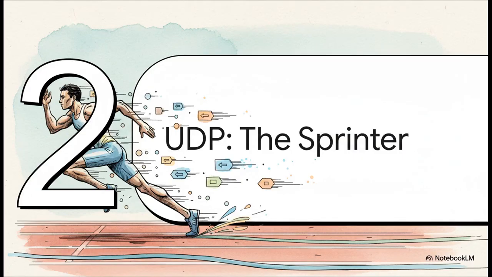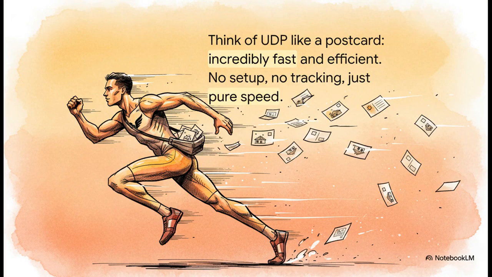All right, time to meet hero number one. This is the protocol that is built for just one thing, pure blazing speed. This is UDP, our sprinter. The best way to think about UDP is to think of it like a postcard. It is super fast and so simple. You just write your message, slap on an address, and drop it in the mail. There's no setup, no tracking numbers, no fuss.